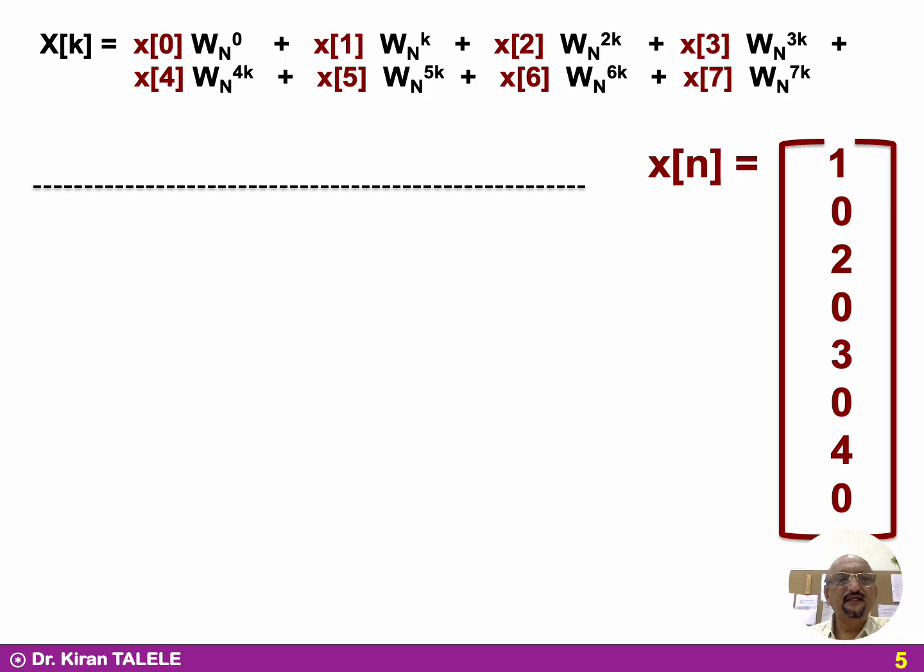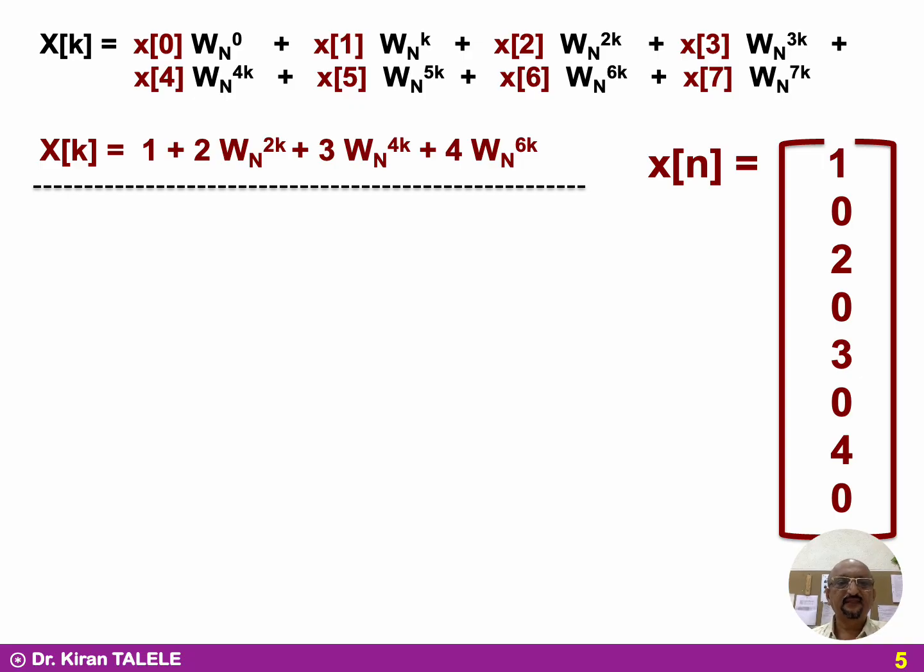In this equation, x of 0 is 1, W_N raised to 0 is always 1, x of 1 is 0, x of 2 is 2, W_N raised to 2k, x of 3 is 0, x of 4 is 3, W_N raised to 4k, 4, W_N raised to 6k, and so on. Now this equation we have to evaluate for every value of k, starting from k equal to 0. So when k is 0, W_N raised to 0 is 1, here also W_N raised to 0 is 1, and so x of 0 equals 1 plus 2 plus 3 plus 4, that is 10.